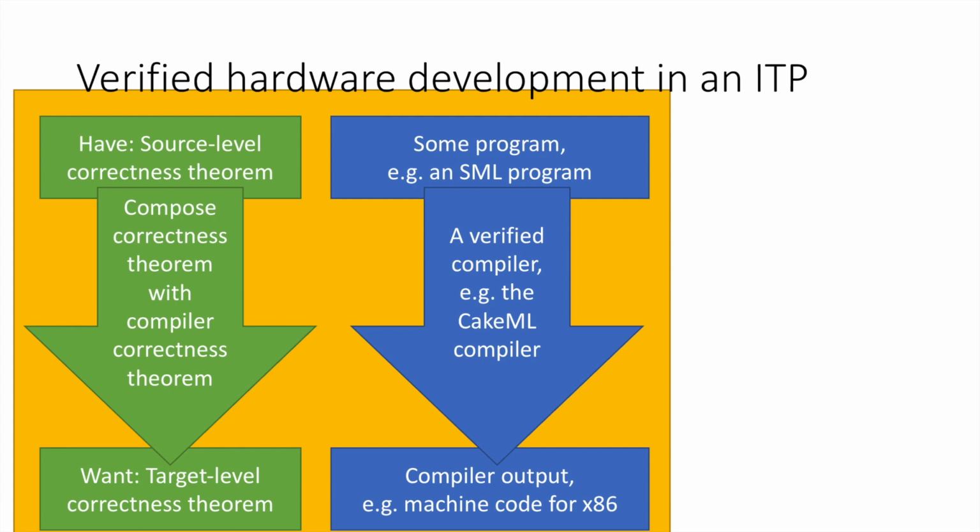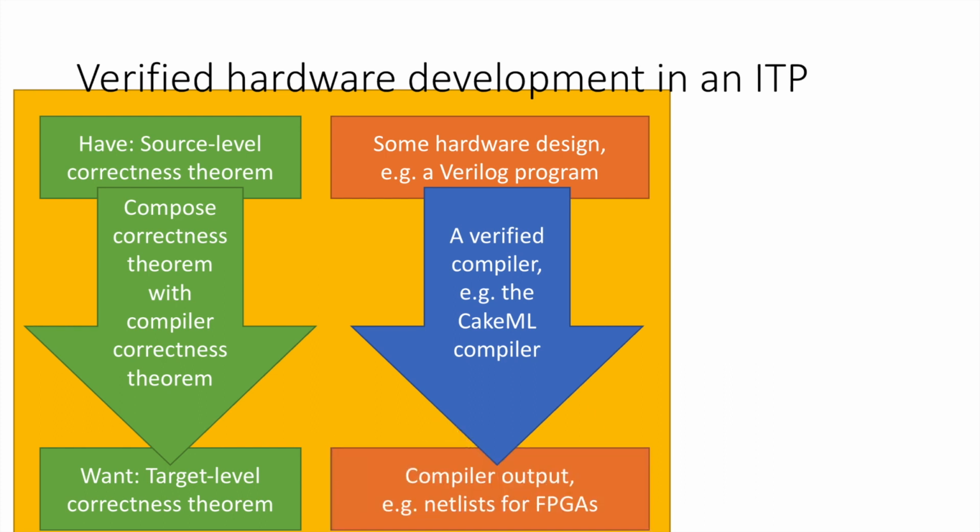But that's the story for software. What about hardware? Instead of a software program, we have some hardware design or hardware program, for example a Verilog program. And instead of wanting to produce machine code, we want to produce some kind of hardware, for example netlists for FPGAs. Instead of a software compiler, we have a hardware compiler. But when you start looking for one of these hardware compilers, specifically verified hardware compilers, you will quickly realize that software compilers in the context of verification have received a lot more attention.